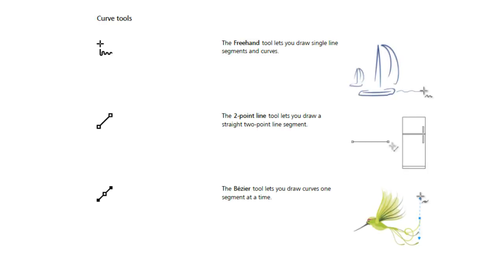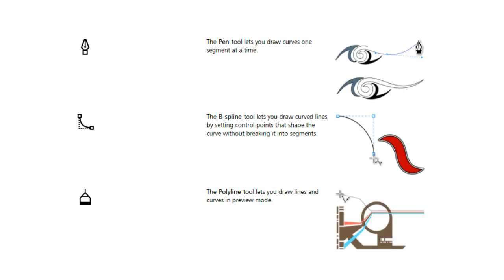Curve tools. The Freehand tool lets you draw single line segments and curves. The Two-Point Line tool lets you draw a straight two-point line segment. The Bezier tool lets you draw curves one segment at a time. The Pen tool lets you draw curves one segment at a time.